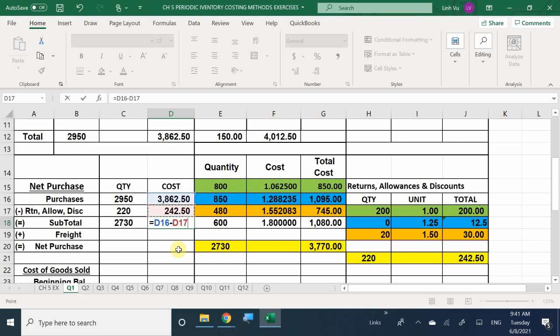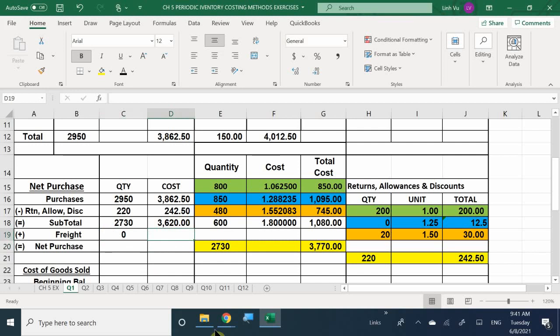Is it 3,620? Yes, 3,620, right? My freight is something that I can't return or do anything about, but it does add to my cost. So in this case, what was my total freight? 150. All right.